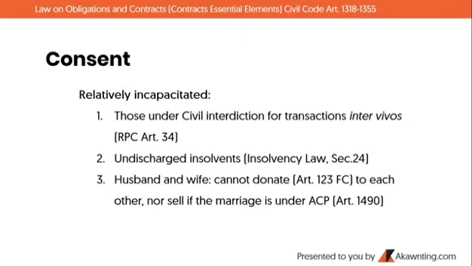So, when we are talking about relative incapacity, there are persons who are generally capacitated to enter a contract. However, they are not capacitated to enter certain contracts. Okay? For example, ito nga, yung those under civil interdiction. Okay? Civil interdiction for transaction inter vivos. Okay, so revised penal code articles. Article 34, undischarged insolvent. So, mga may utang.